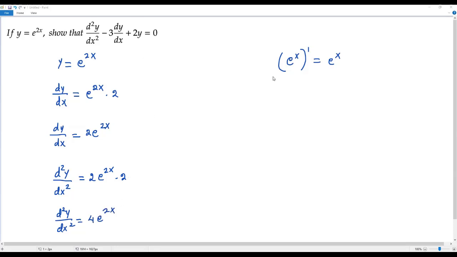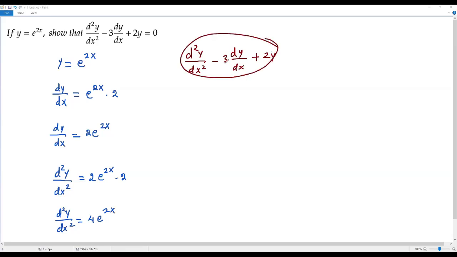Now I have the second order derivative and the first order derivative of y. Let me take the given expression: d square y over dx square minus 3 times dy over dx plus 2y. Now I'm going to find the value of this expression. According to the question, the value of this expression must be 0. Let me plug in the values for d square y over dx square, dy over dx and y.